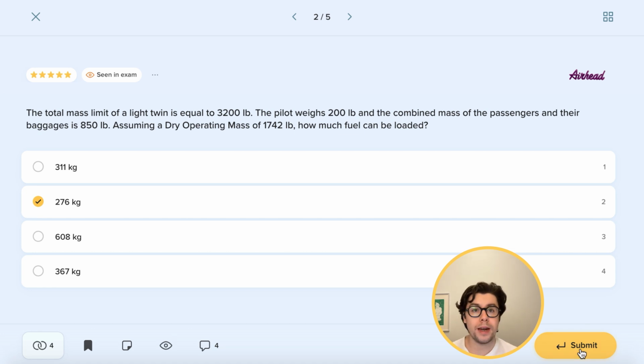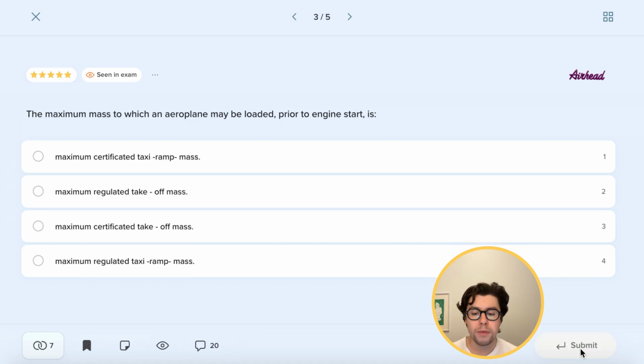Now for question number 3. The maximum mass to which an airplane can be loaded prior to engine start is... So there is something that is called our all-up mass, as well as the maximum ramp mass and taxi mass.